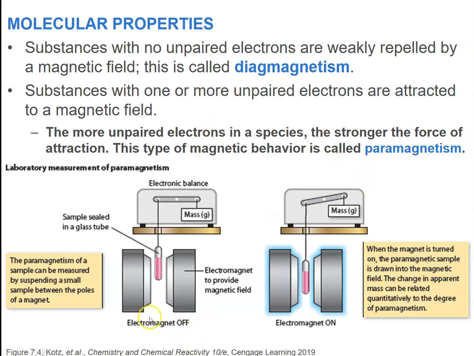If I have my electromagnet off here, and here's my balance, and I have a sample in a sealed glass tube. But if I turn the electromagnet on, then the substance in the tube is going to be attracted to the magnet, so it tips the balance over here, and we can see that attraction.